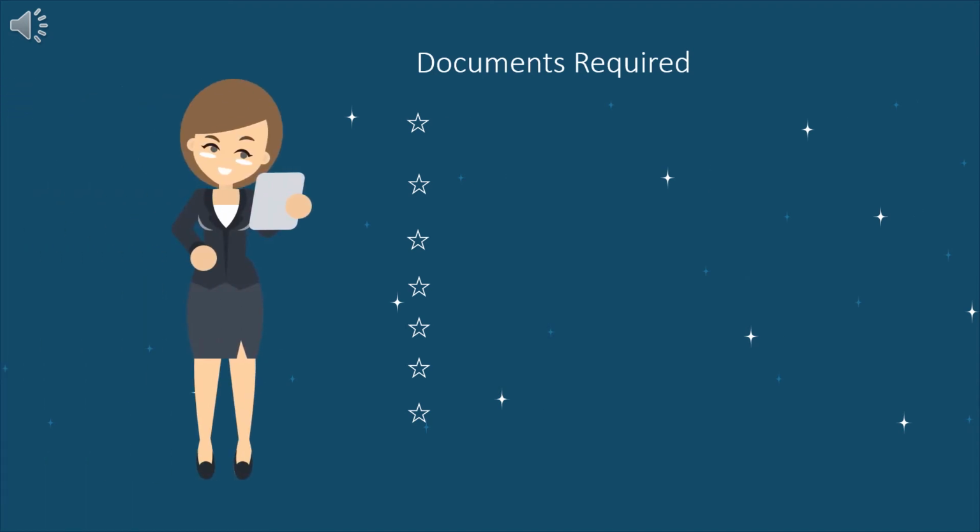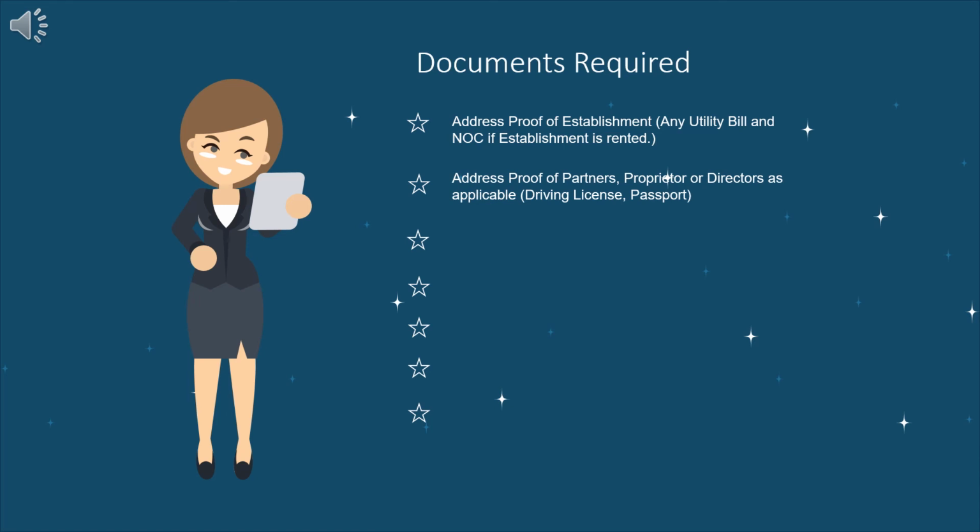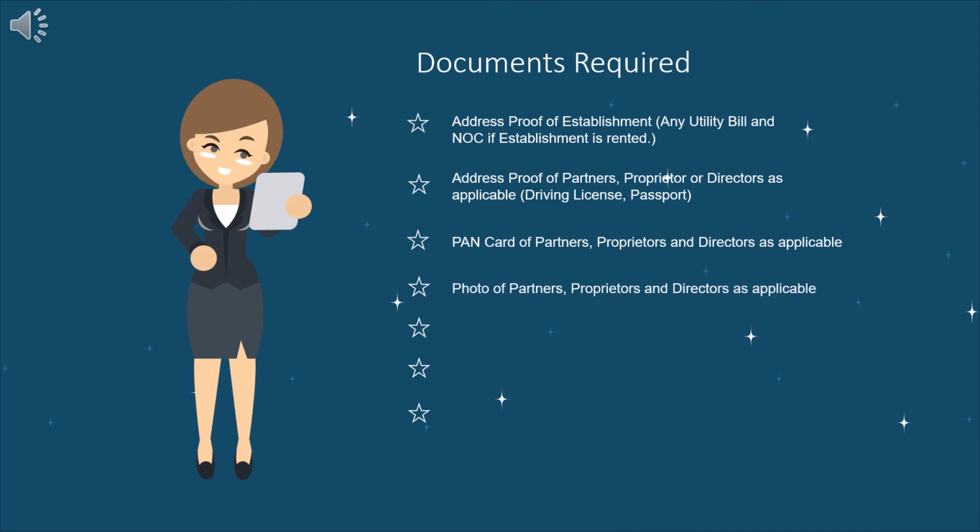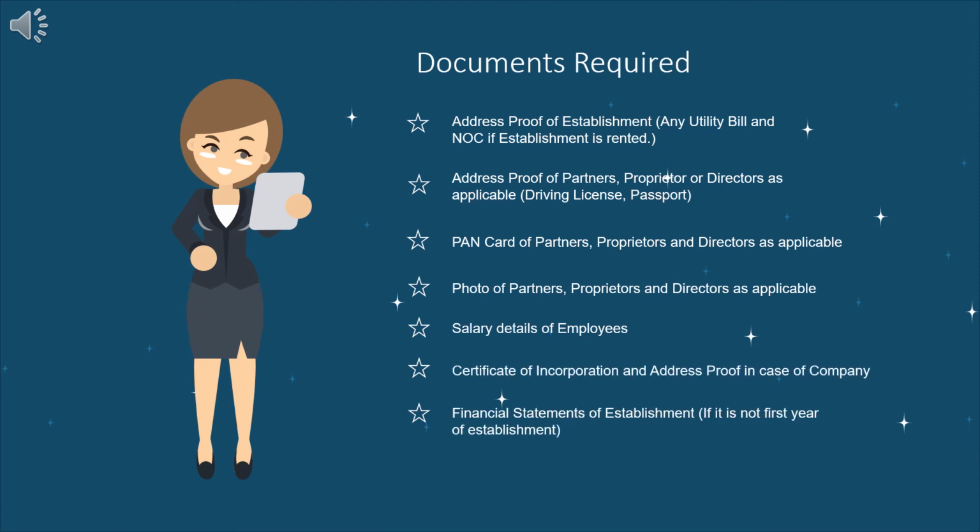Documents required for professional tax registration. Address proof of the establishment: any utility bill and NOC if the establishment is rented. Address proof of partners, proprietor or directors as applicable. Driving license, passport, PAN card of partners, proprietors and directors as applicable. Photo of partners, proprietors and directors as applicable. Salary details of employees, certificate of incorporation and address proof in case of a company. Financial statements of the establishment, if it is not the first year of establishment.